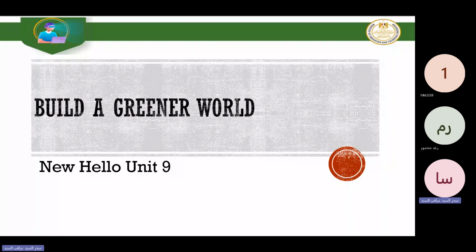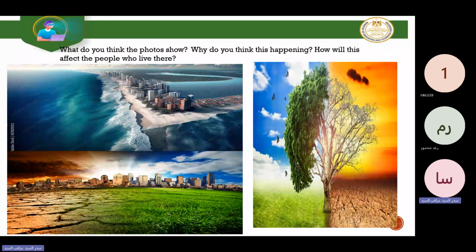Look at these pictures. What do you think the photos show? Why do you think this is happening? And how will this affect people? Of course, these are pictures of global warming, affecting the environment in a wrong way. All of these are disasters that happen to our environment.